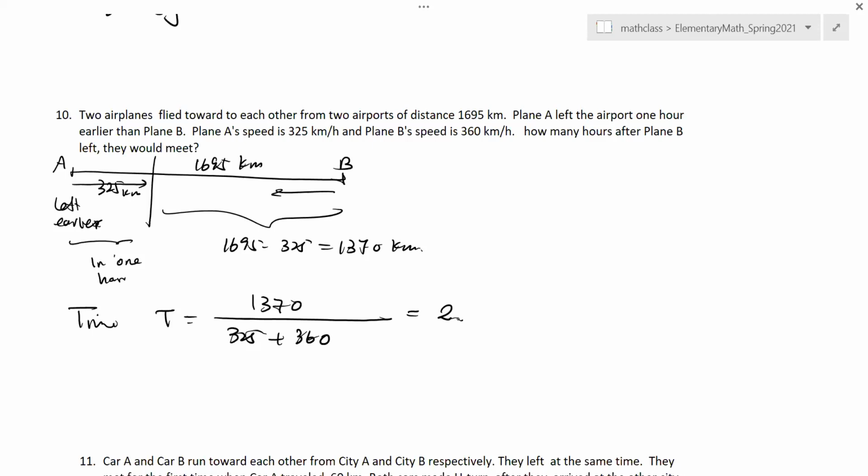In 2 hours, the airplanes traveled a total distance of 1,370. You have to combine their speeds because that's the total distance they traveled; every hour, that is 325 plus 360. That's all I want to discuss. You have to draw the picture, and for more complicated problems, you probably have to use equations. For most of them, we can draw a picture and solve the problem.